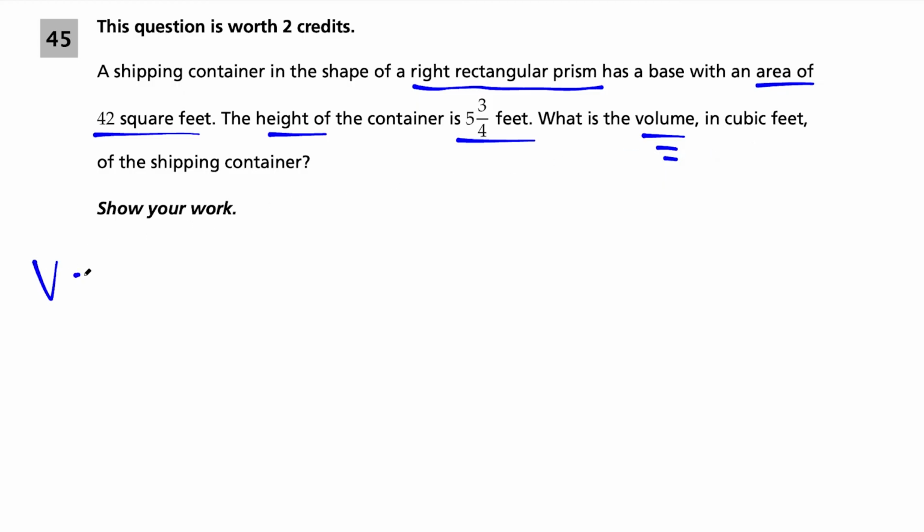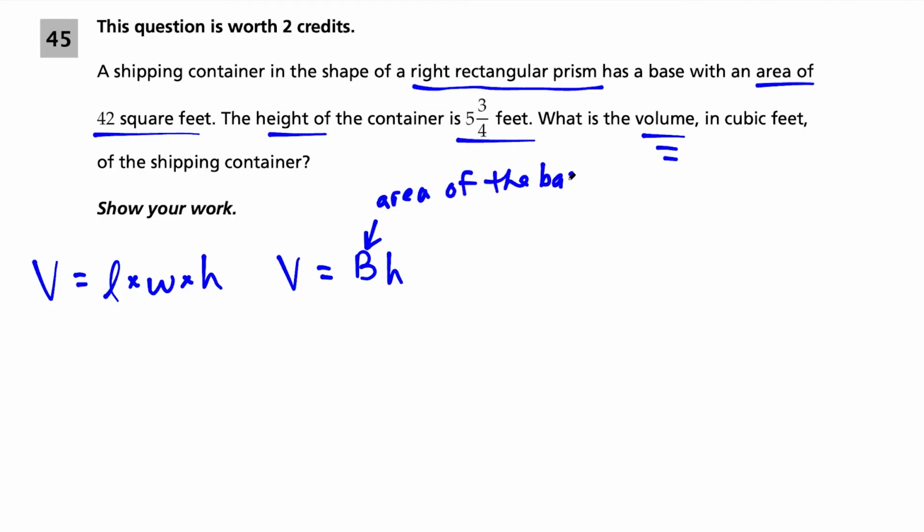So for this question here, a lot of students are going to say volume equals length times width times height. And the first dilemma they might run into is, what is the length and width? I know the area of the base is 42 square feet, and all I know is the height, but they're not going to necessarily know how to plug this in. So just know that there's a second formula for volume of a rectangular prism, which is capital B times H, where capital B represents the area of the base.